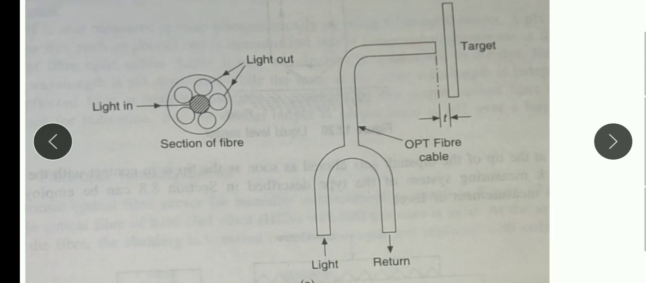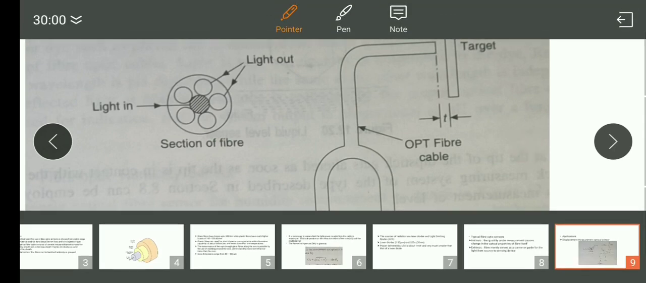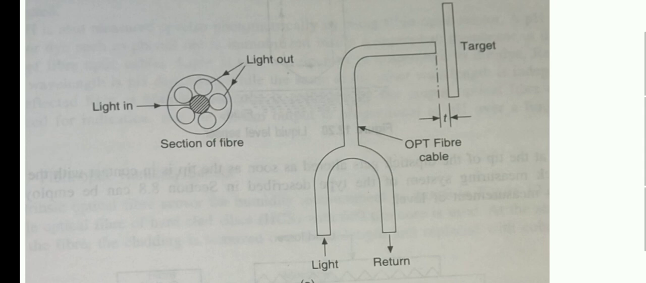If the target is far away, the intensity of the reflected light will be less compared to when the target is nearby. So if the target is nearby, the intensity will be high, whereas if the target is far away, the intensity will be less. So this was regarding the first application.